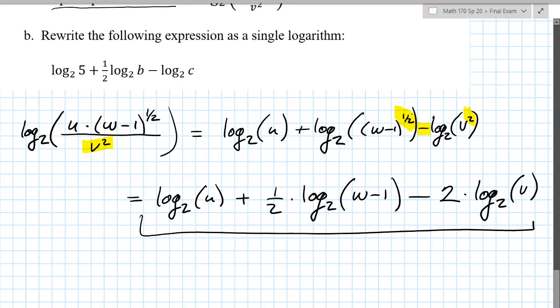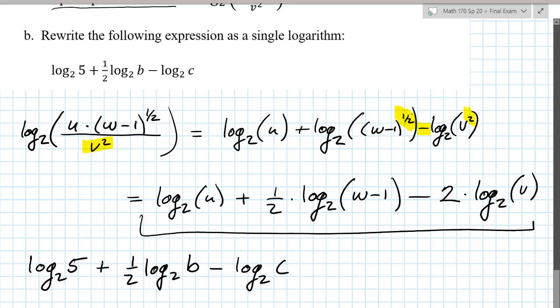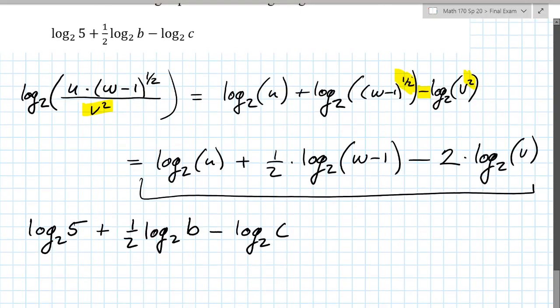Next, rewrite the following expression as a single logarithm. So we're going to just take this same type of thing, except we're going to go backwards from what we did in part A. Notice if we go backwards, we need to take care of the factors as powers first before we can do the addition and subtraction. So that's what I'm going to do first. I'm going to rewrite this.